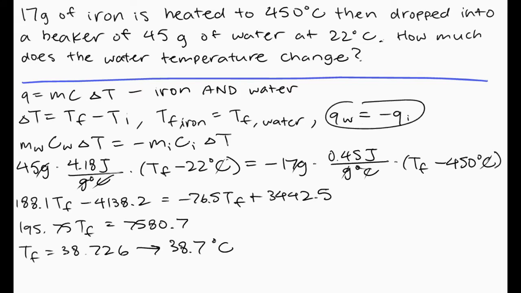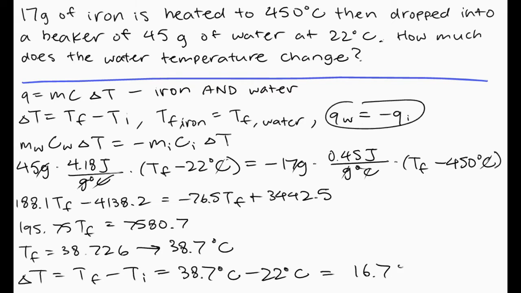So now we have the temperature final, but this is not the end. The question asks for the temperature change. So delta T, which is temperature final minus temperature initial. And now that's pretty easy because we can just plug in our values. So 38.7 degrees Celsius minus 22 degrees Celsius equals 16.7 degrees Celsius. And so that is the answer for delta T.